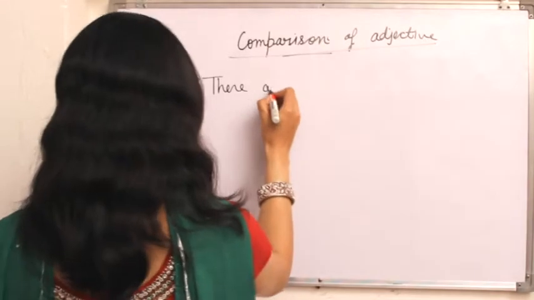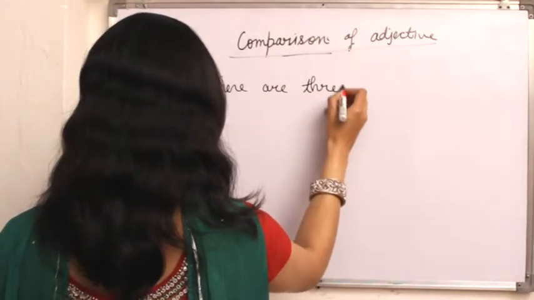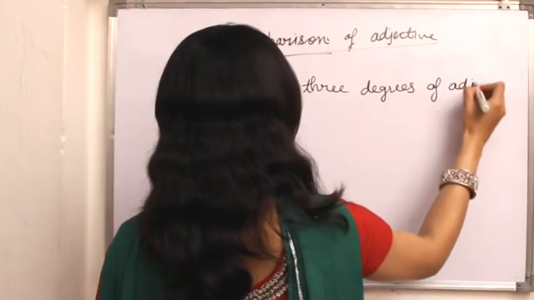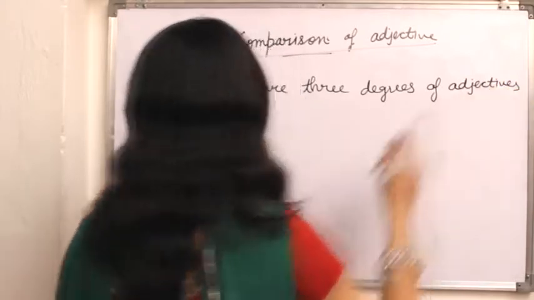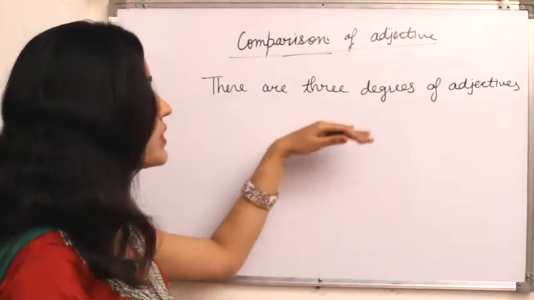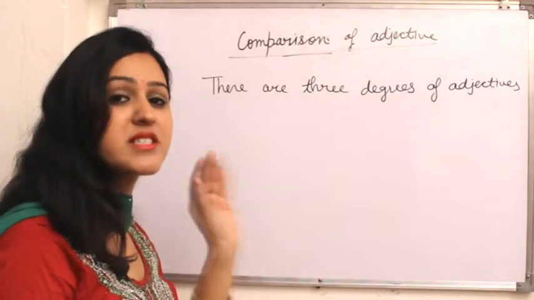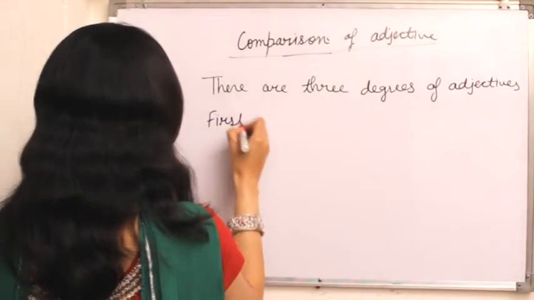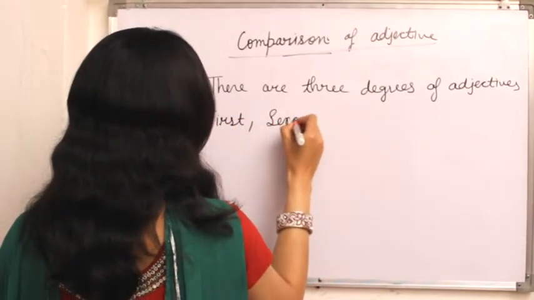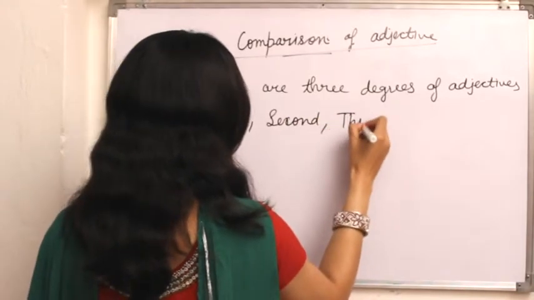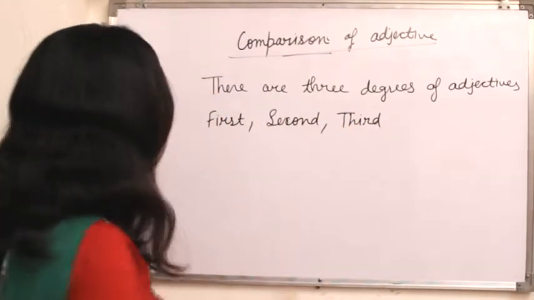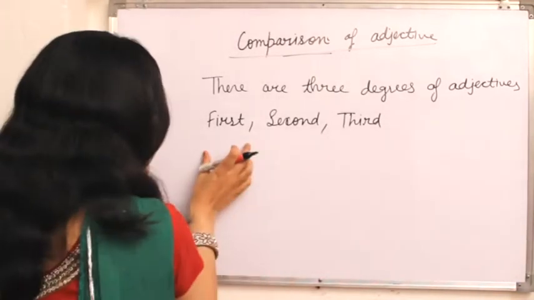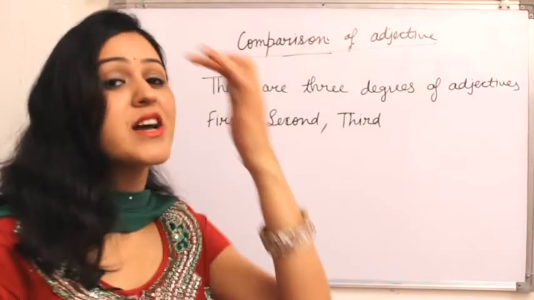There are three degrees of adjectives. Okay, so there are basically 3 degrees of adjectives: first degree, second and third. Very first is first degree, second degree, and at the last third degree.